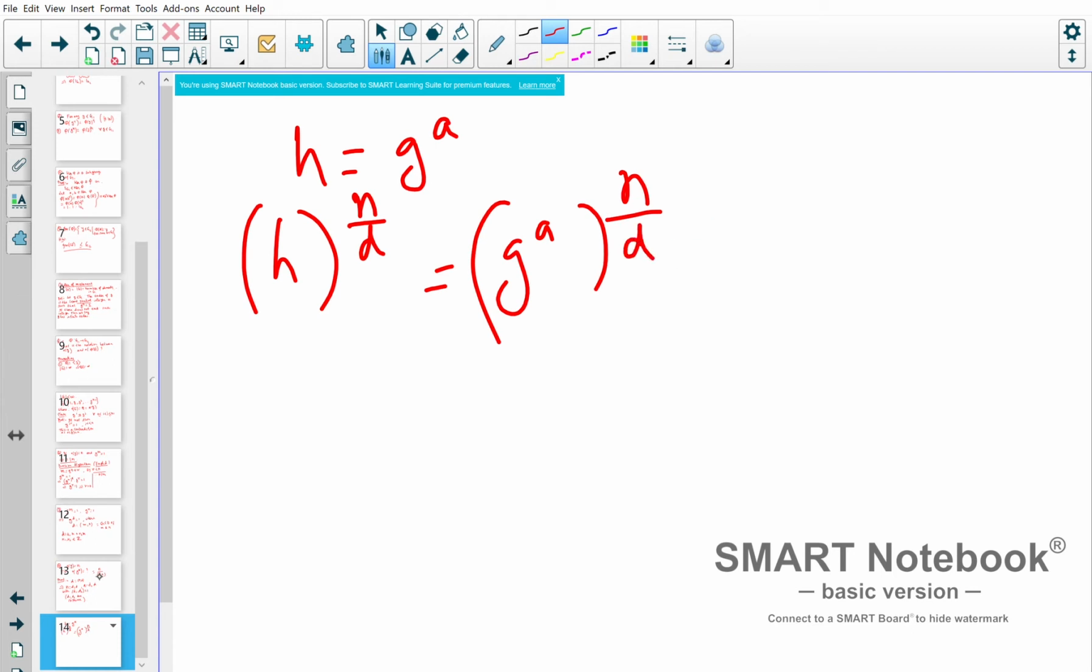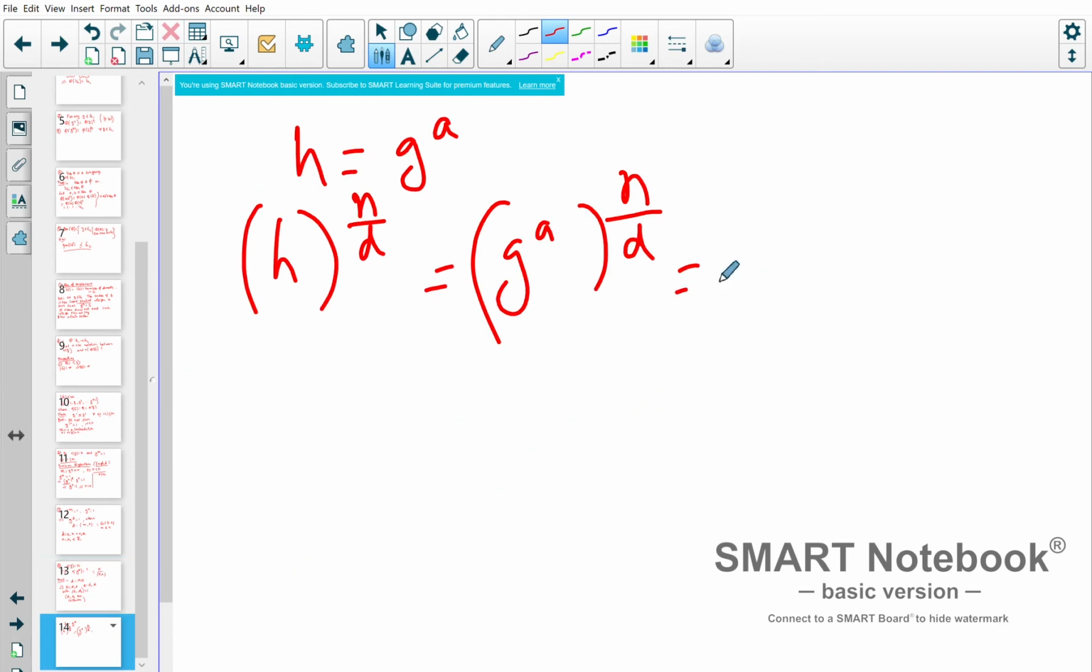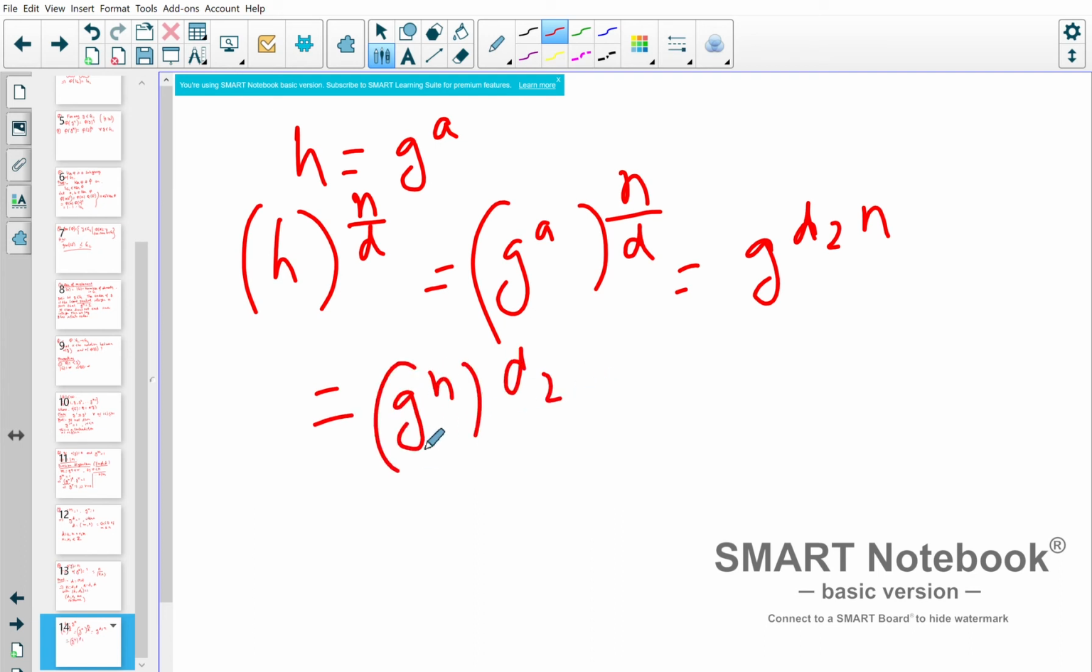But what is a? A equals d2 d, so you can write g power d2 n, but g power d2 n is nothing but g power n into d2, but g power n equals identity, so this gives you identity. Okay, so what does that mean? That means this n by d divides whatever the order is.